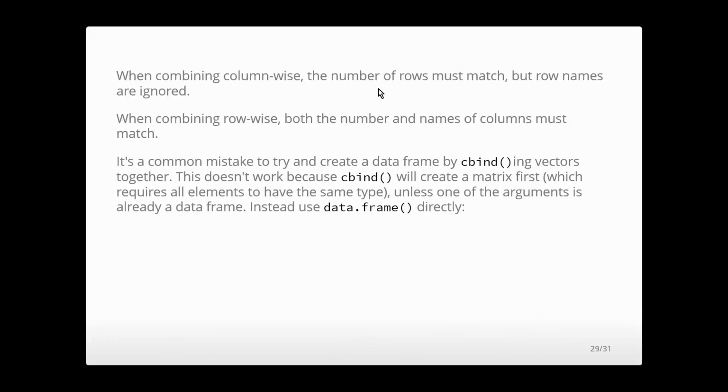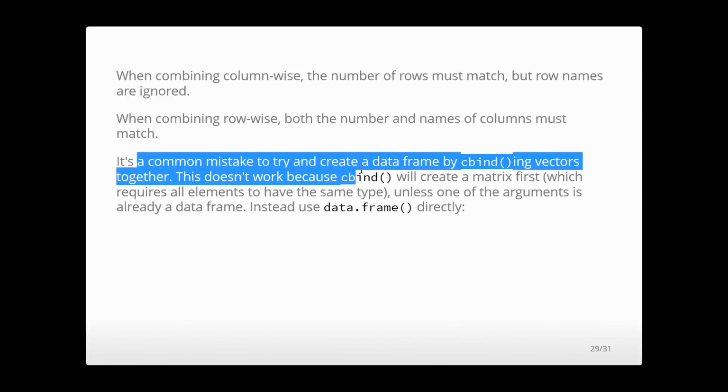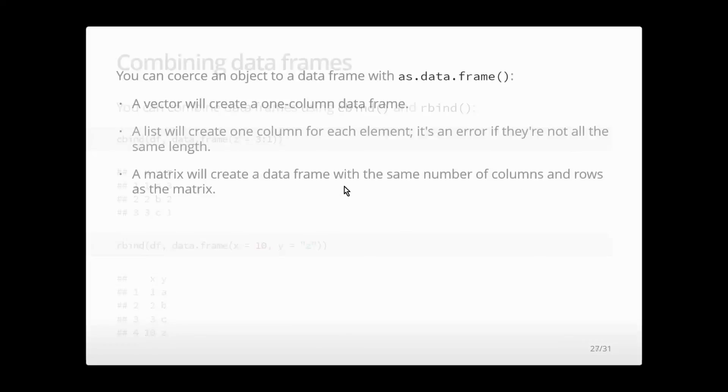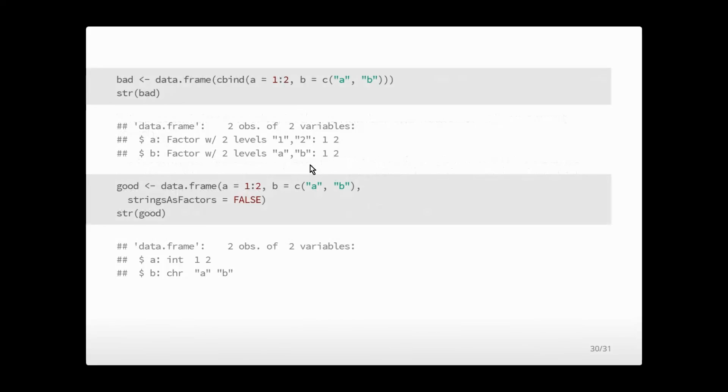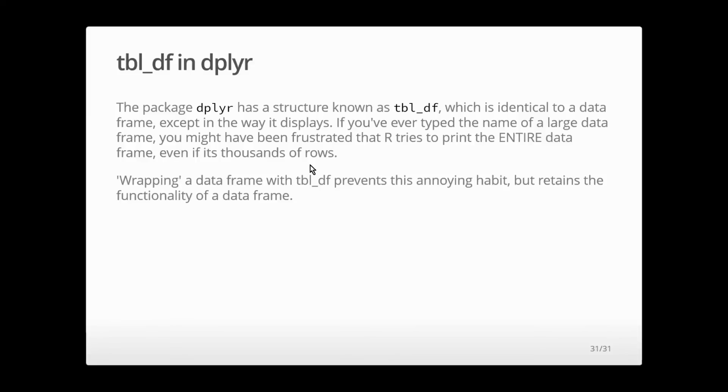So when combining column-wise, the number of rows must match, row names are ignored, all of this. Okay, so this is an important thing. It's a common mistake to try to create a data frame by cbinding vectors together. That's not going to work because cbind, in general, when it takes vectors in as input, is going to try to produce a matrix. Okay, so if you want to create a data frame, just use data.frame and then stick the vectors in there. Okay, and that'll work. Okay, see you guys.